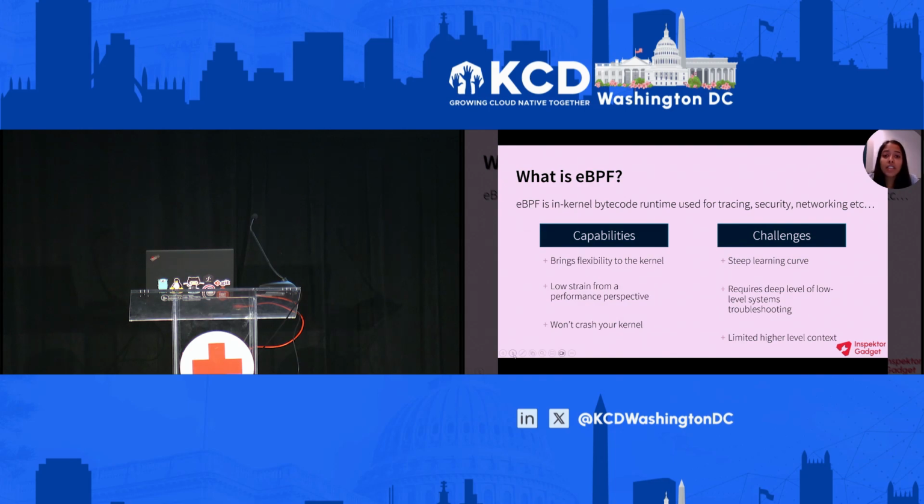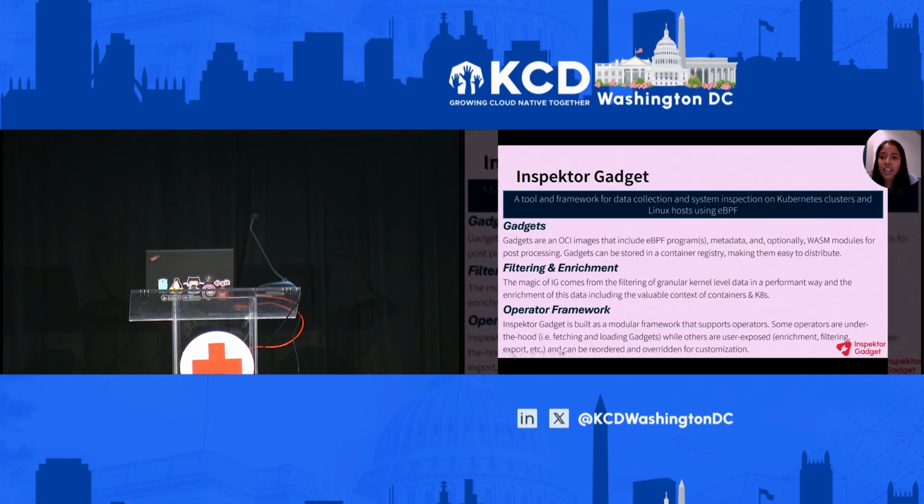So eBPF is very powerful and has a wide variety of use cases, but it's not without its challenges. It has a pretty steep learning curve because it requires a deep level of low-level systems troubleshooting, and also eBPF has limited higher-level context. With eBPF, you can gather a lot of very granular kernel-level data, but you're sort of missing the context of containers or Kubernetes. And that's where Inspektor Gadget comes into play.